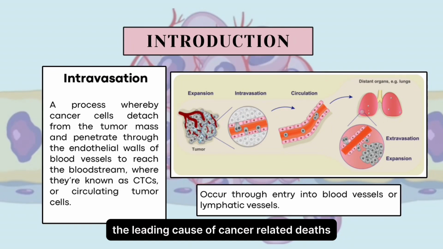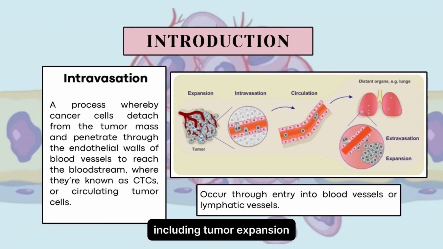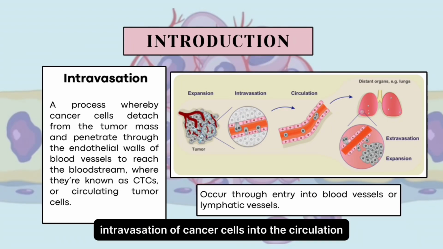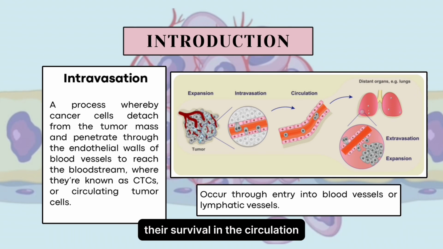Metastasis is the leading cause of cancer-related deaths. It consists of a series of steps including tumor expansion, intravasation of cancer cells into the circulation, their survival in the circulation, followed by extravasation and expansion at distant sites. Without further ado, let's focus on the intravasation step.